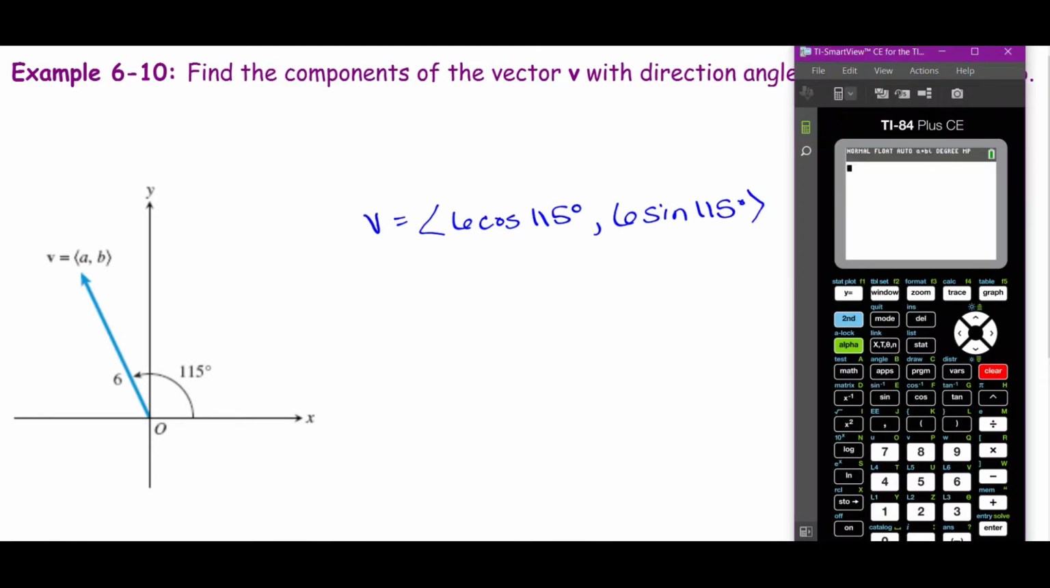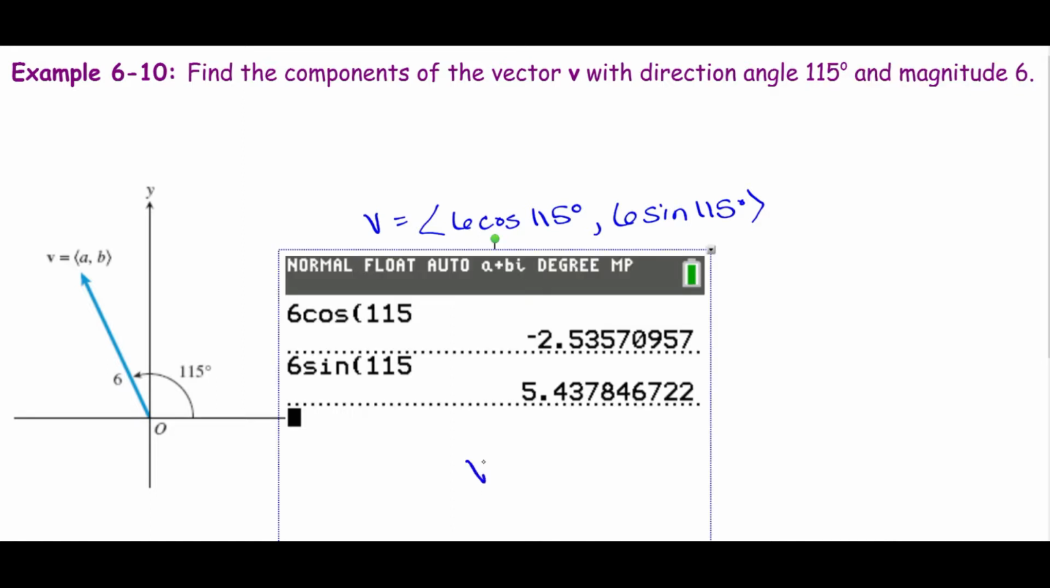We can get these approximate values using your calculator. Remember to check your mode. In this case, we want to make sure that we're in degree mode, and then we do 6 cosine 115, and then 6 sine 115. Then we can say v is approximately -2.54, 5.44.